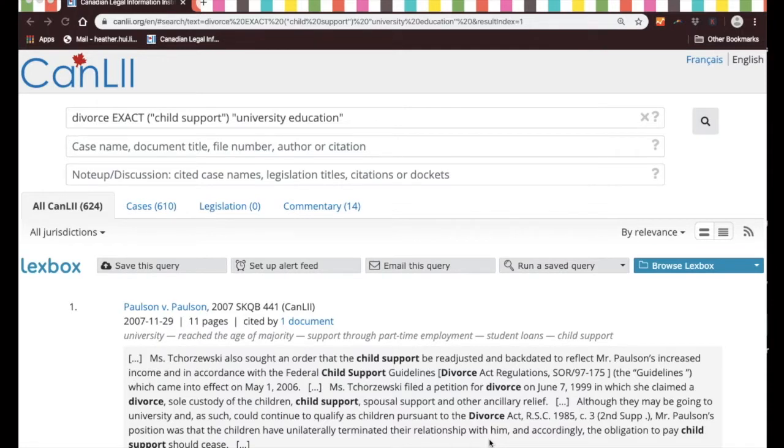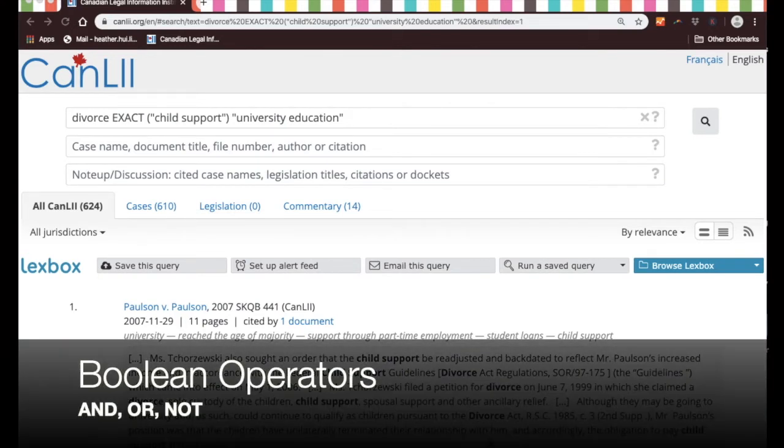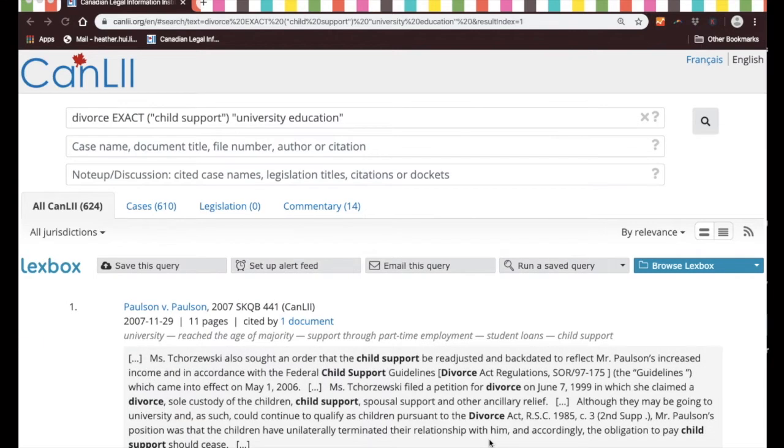My video series on how to use CanLII. In this particular video, I'm going to show you how to broaden or narrow your search using what's called Boolean operators. And these are the words and, or, not.